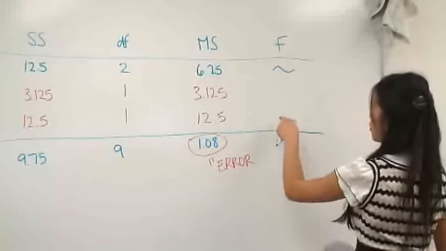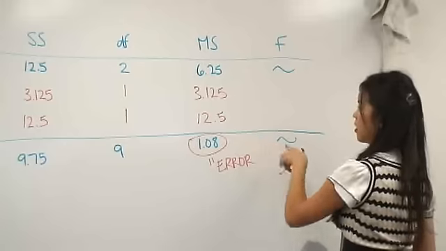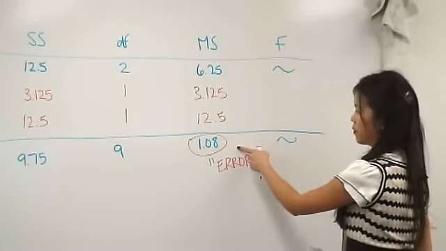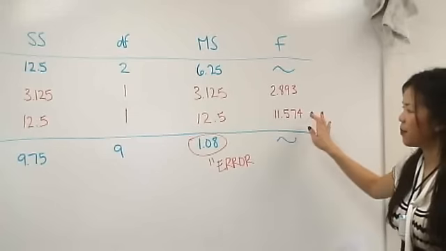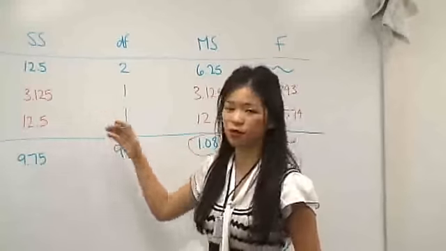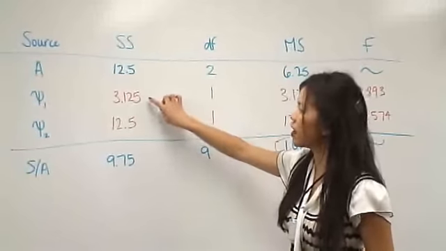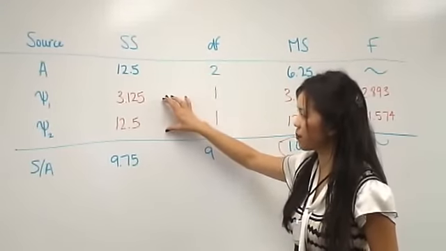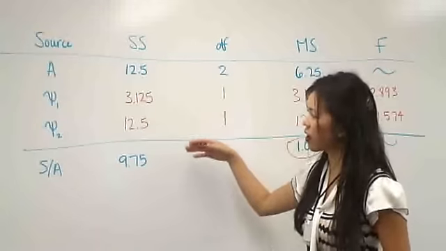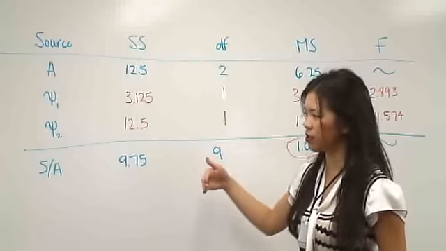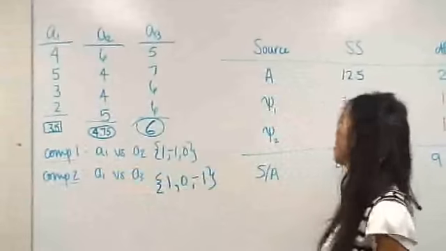So here, my F value is going to be 3.125 divided by 1.08. And here, it's going to be 12.5 divided by 1.08. So these are my F values. Again, if your comparisons are orthogonal, which means that they are independent and non-overlapping, then the sum squared of all of your individual comparisons added should equal your between sum squared. Here, our comparisons are not completely independent and non-overlapping because I used A1 twice.